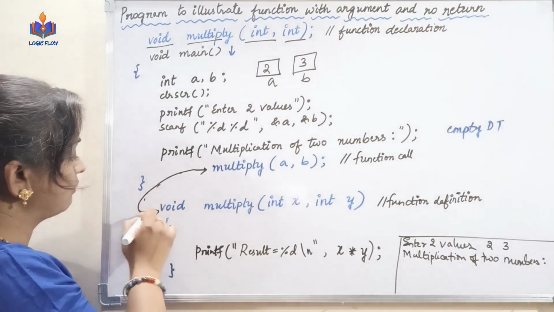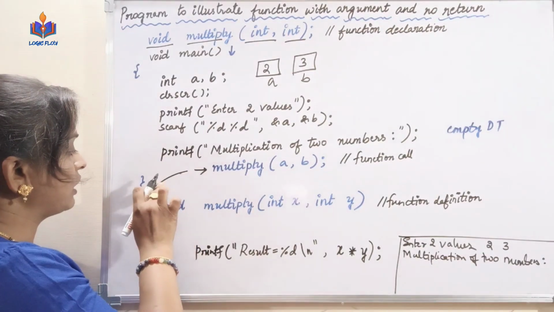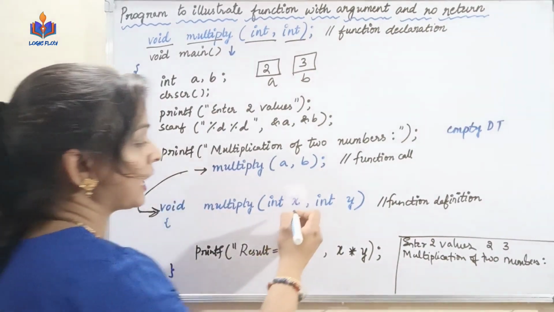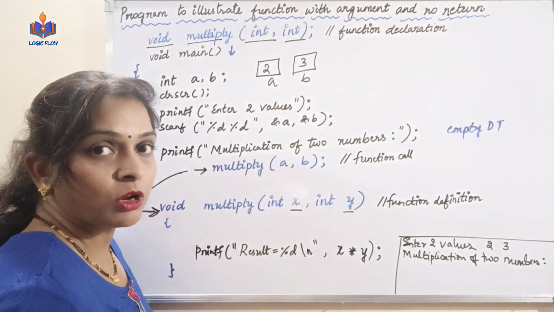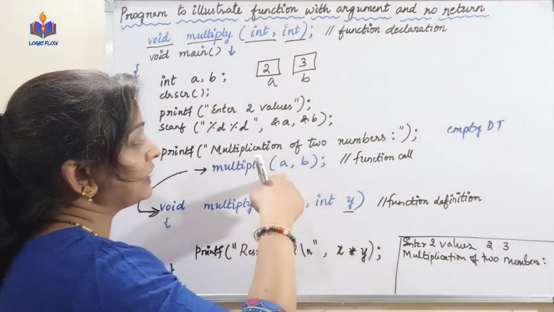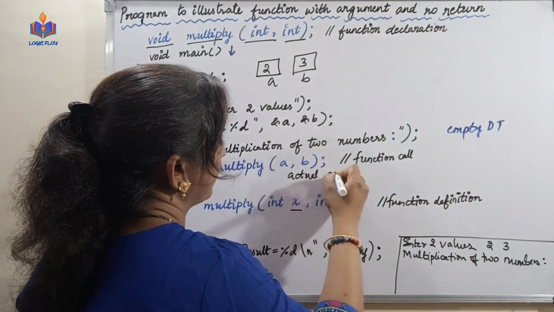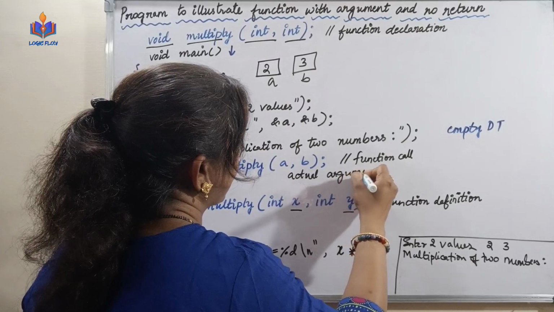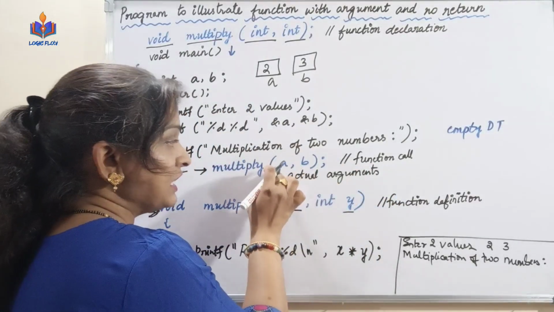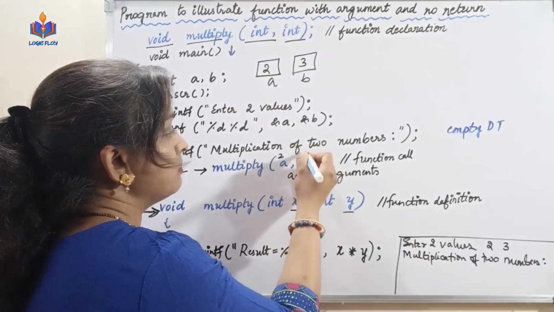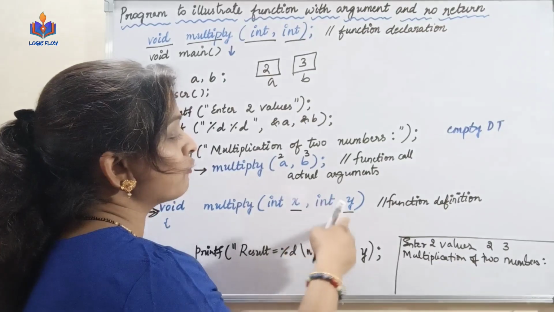The control will go to the definition. Here the control comes to the definition part. Here I am receiving these values with the formal arguments x and y. So here a, b are called actual arguments, which are carrying the actual values through the variable names a and b, where a is 2 and b is 3. I'm receiving that with the formal arguments.